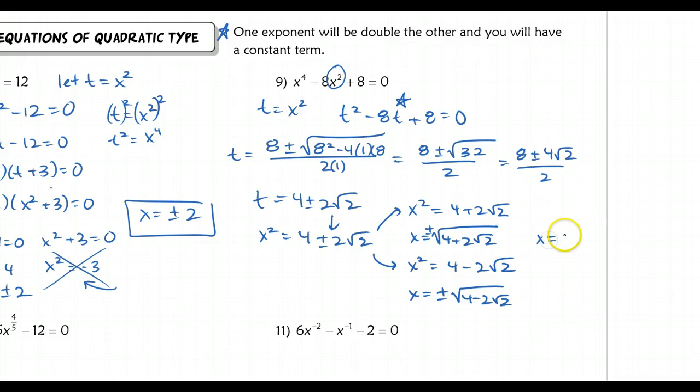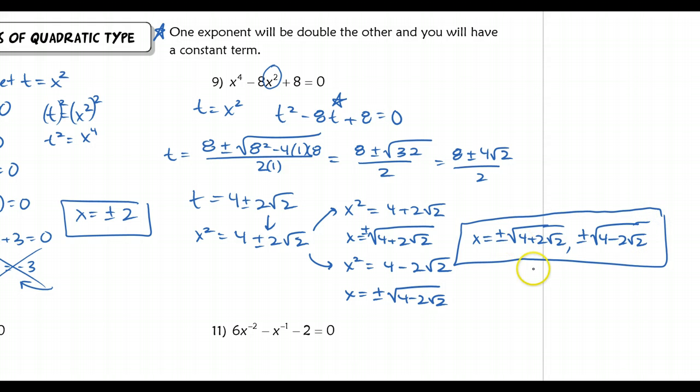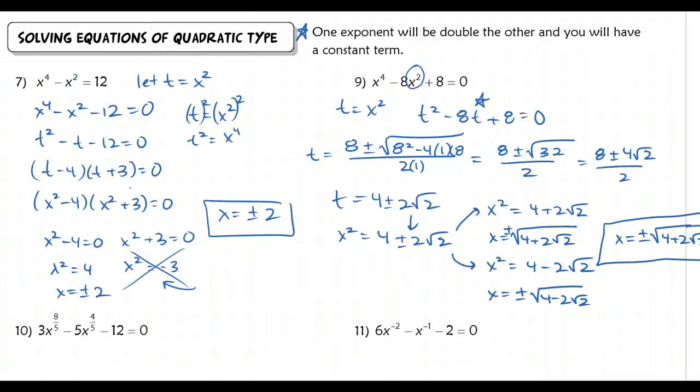x can equal positive or negative the square root of 4 plus 2 root 2, and positive or negative the square root of 4 minus 2 root 2. So this one is a little bit funky because you probably haven't seen many solutions where you have a radical inside a radical, but these are real numbers, so they are part of your real solution.